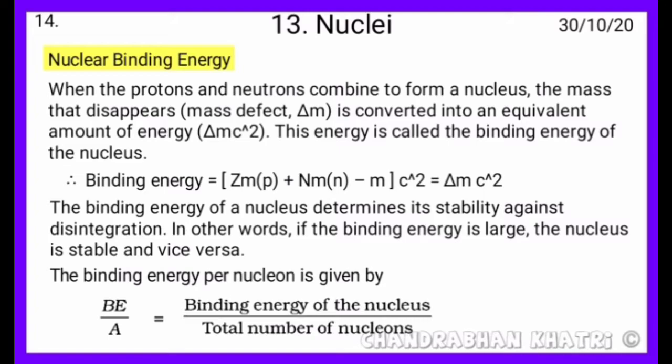So, binding energy is equal to [Zmp plus (A minus Z) Mn minus m] into c square. That is equal to delta mc square.